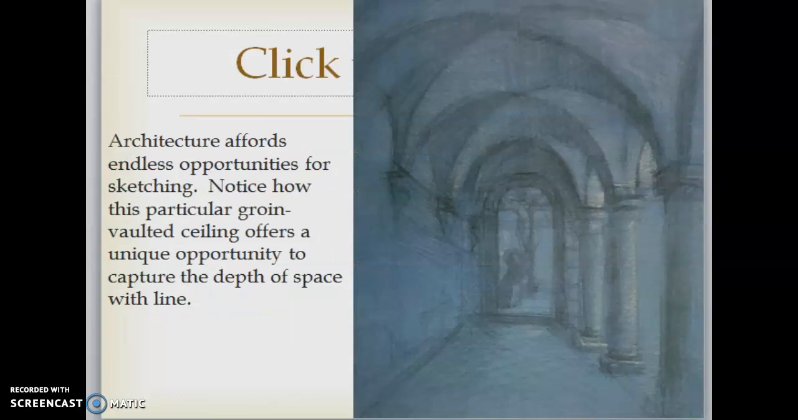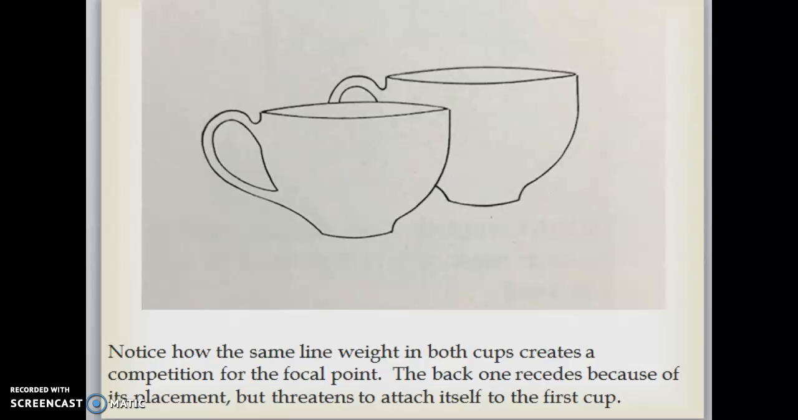back in space. Architecture affords endless opportunities for sketching. Notice how this particular groin vaulted ceiling offers a unique opportunity to capture the depth of space with line. Notice how the same line weight in both cups creates a competition for the focal point. The back one recedes because of its placement, but it threatens to attach itself to the first cup.